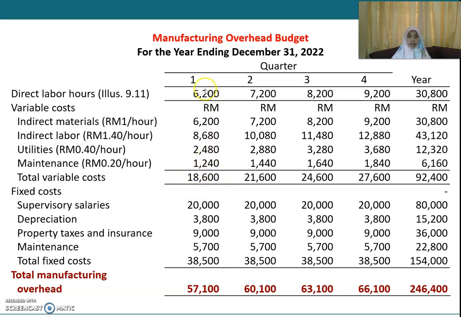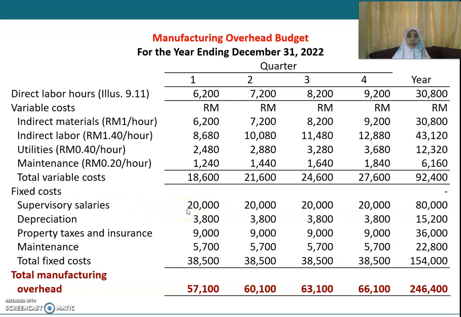Once you've done that for quarter 1, you can do the same thing for your quarter 2, quarter 3 and quarter 4. The total for the year, that means you just add them up. So you will arrive at the total. What about the fixed cost? The fixed cost, as the name implies, is fixed. So where do you get all these figures?